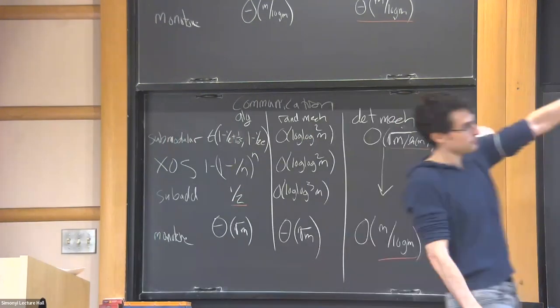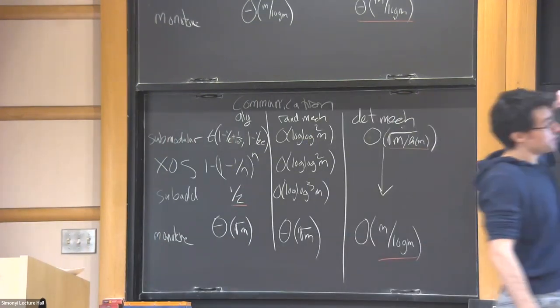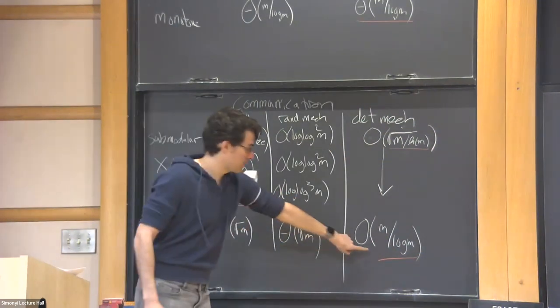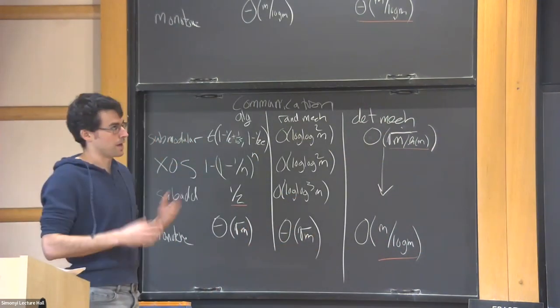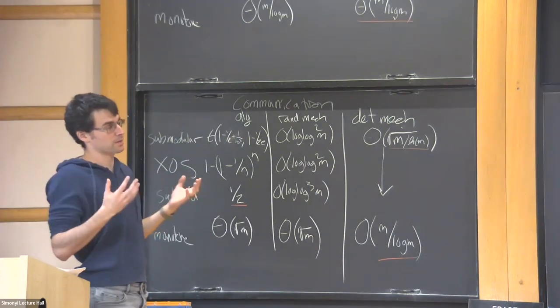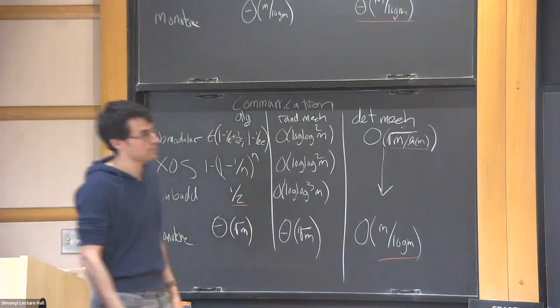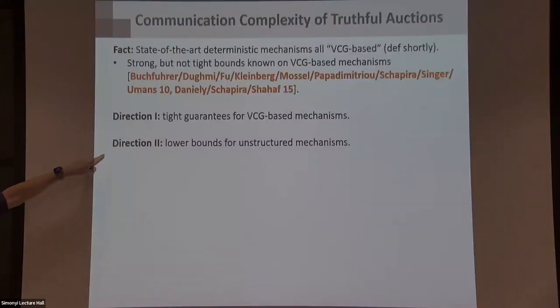So the first thing I'm going to tell you is this result, which is that now we know the best you can possibly do with this VCG-based idea for monotone valuations. And the second one is I'm going to describe for you the first communication complexity lower bound. It only applies to truthful mechanisms, but it's going to be a very small separation.